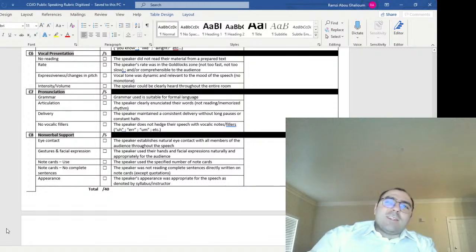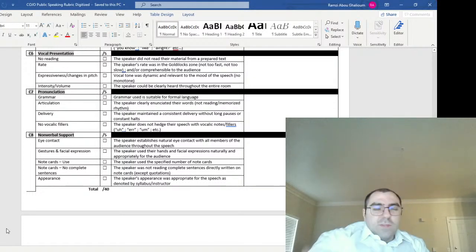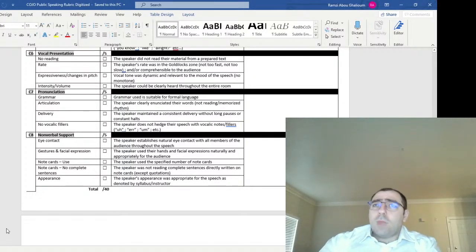And finally, the last thing on there, appearance. Most of you are probably at home. You have access to a wardrobe that has at least one shirt with a collar on it. Please wear it, okay? Don't wear your PJs.